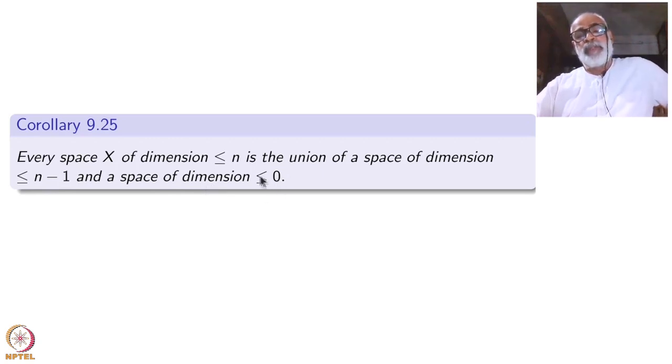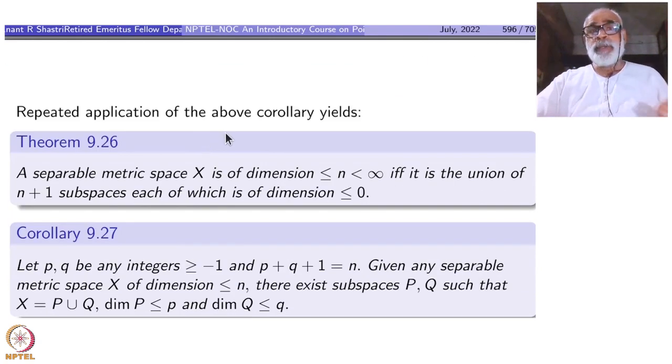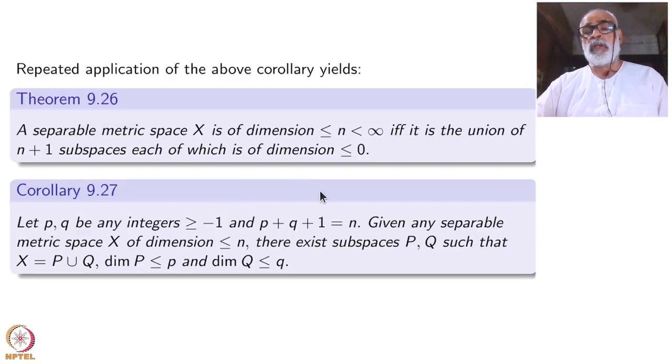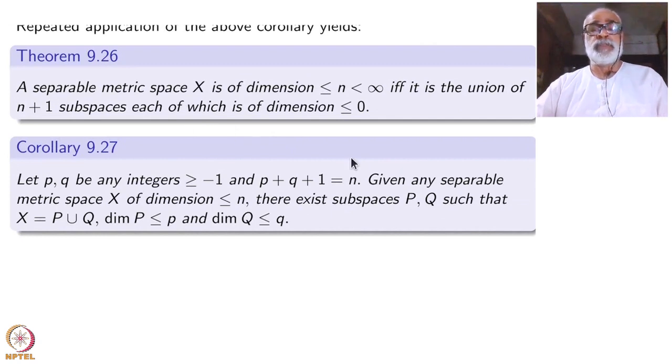Once again, if this is the empty set, it itself will be of dimension less than or equal to n minus 1, so in this statement the second part will be automatically non-empty. Repeated application of this is interesting, namely, if we have a separable metric space of dimension less than or equal to n, but this n must be finite, that is important, then and only then it is the union of n plus 1 subspaces, each of dimension less than or equal to 0. Here I can put equality also, provided there is an equality here. We don't have to worry about getting equality so much, since sometimes it is not possible. That is why we have to be careful.